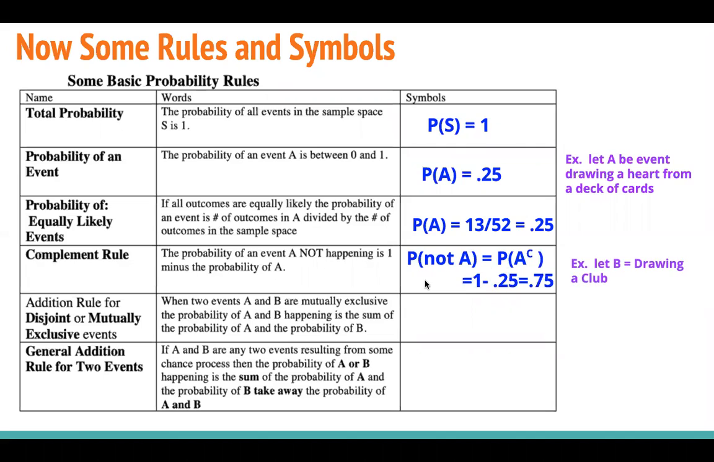Let's put in an additional event. If B is drawing a club, say I have a deck of 52 cards and I'm drawing a club, A and B are mutually exclusive, right? The one card I draw can't be a club and a heart. So those two events, A and B, if I'm drawing one card, are mutually exclusive. So the probability of A or B, I can just add 0.25 plus 0.25 equals 0.5. Again, hopefully this is kind of intuitive.